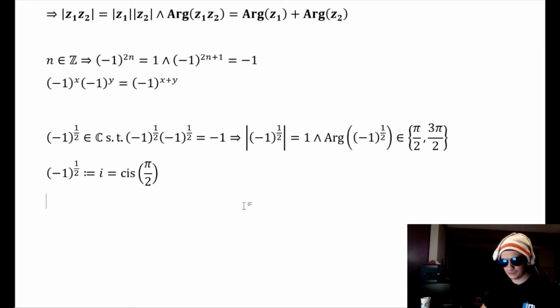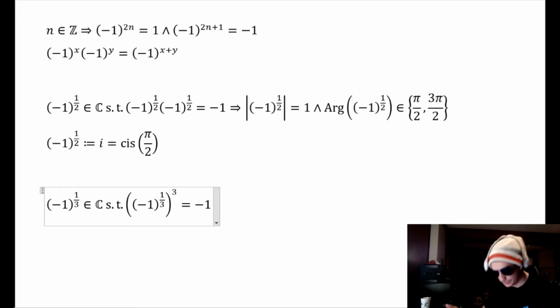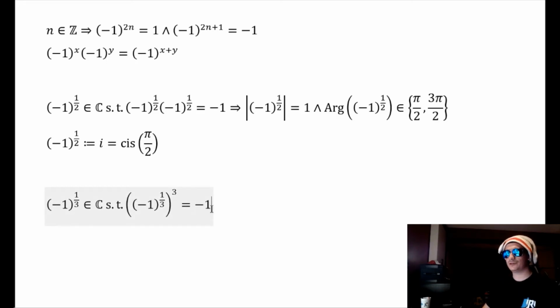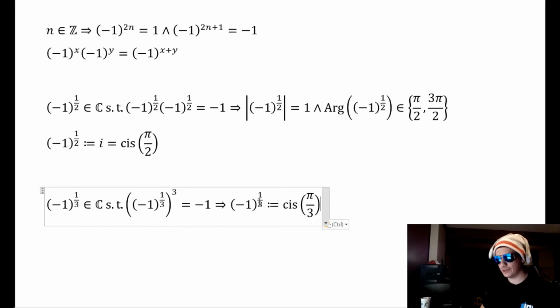By the same line of reasoning, we need a complex number for -1 to the 1 over 3, such that -1 to the 1 over 3 cubed, that being multiplied by itself 3 times, is equal to -1. Well, -1 is a solution here. Indeed, -1 times -1 times -1 is equal to -1. But if we define -1 to the 1 over 2 as i, which is cis pi over 2, wouldn't it be more useful if we define -1 to the 1 over 3 as cis pi over 3?